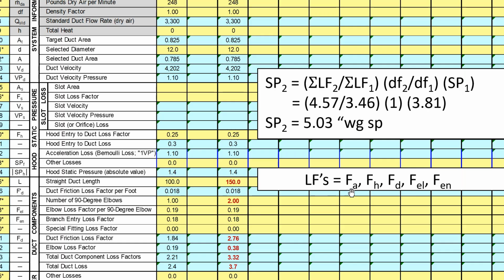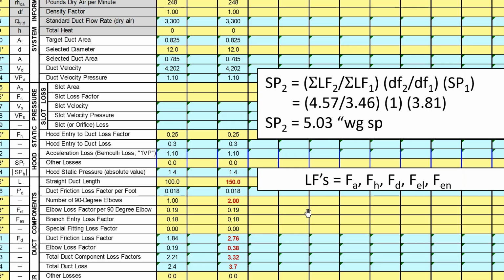So our loss factors are an F sub A, which is 1.0, plus 0.25, plus our F sub D, which is 2.76, plus our F sub L, which is two elbows at 0.38, plus F sub N, which is 0.18, and that value sums to 4.57. So again, since our velocity pressure has stayed the same, SP2 is simply the change in our loss factors times SP1, 4.57 divided by 3.46 times 3.81 gives us an SP2 of 5.03 inches of water gauge.